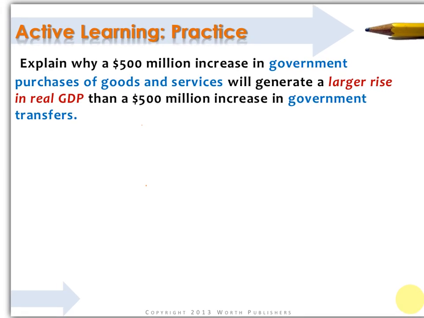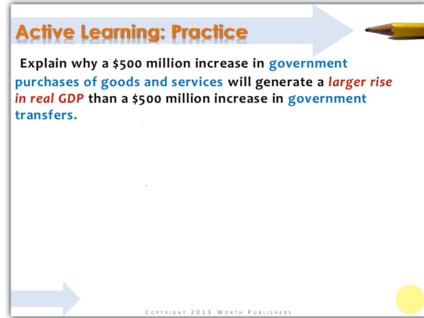So here's a useful question. If you've got a $500 million policy, will it have the same effect if it's a government purchase increase compared to a $500 million tax cut or increase in government transfers? And the answer is it will be different. So let's figure out which will have a more powerful impact.